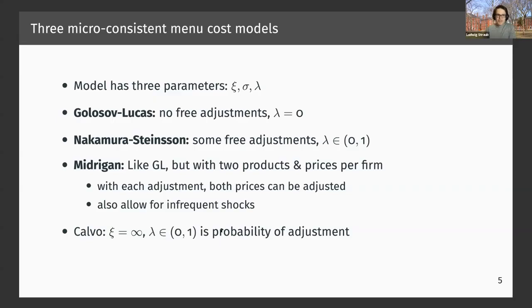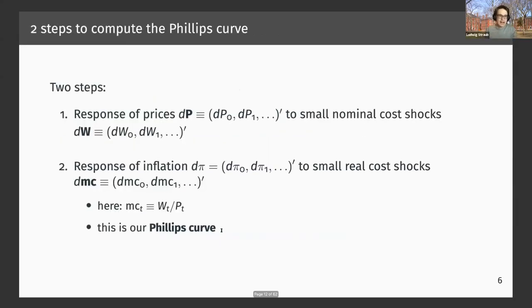Okay, so we have this model set up. It's a standard random menu cost model. And now what we want to do is we're going to get to that Phillips curve. Okay, and we're going to do this in 2 steps. So the first step is going to be characterizing a relationship between an arbitrary path of nominal wage shocks, small nominal wage shocks, and what they imply for the path of nominal prices.